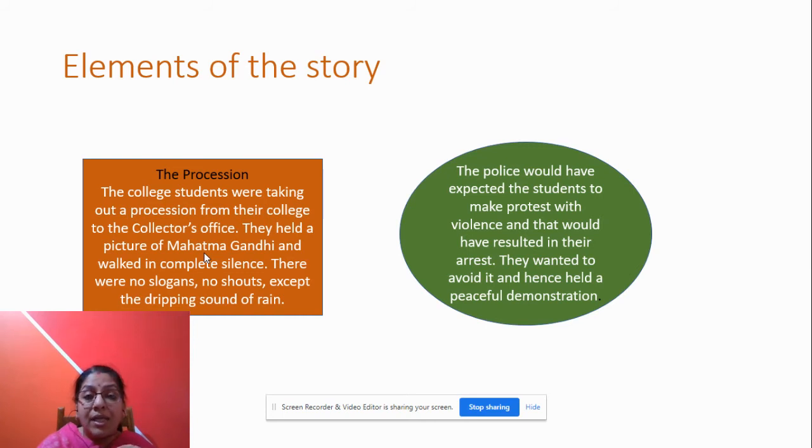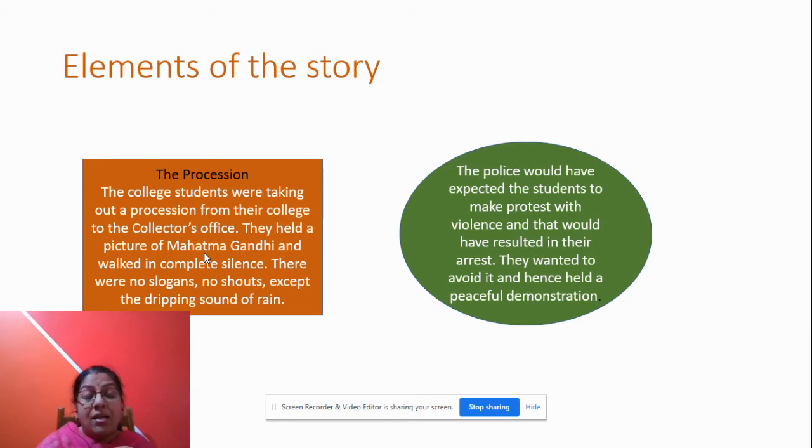They did not pay heed to the rain. They were happily moving ahead because they wanted freedom. And the youngsters, old people, even small children, during that time, everybody has contributed and sacrificed their lives for the independence of India. Now, the police would have expected these students to go with a lot of shouts and slogans and noise, but nothing of that sort happened.